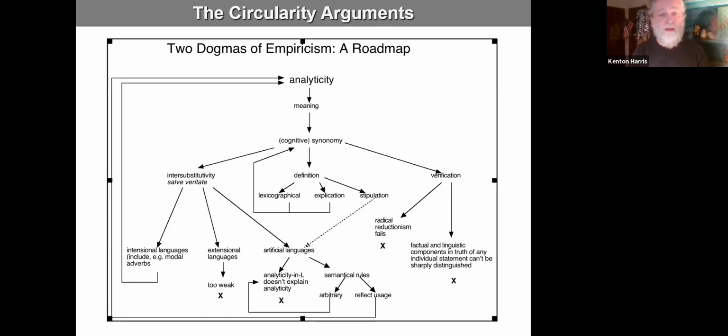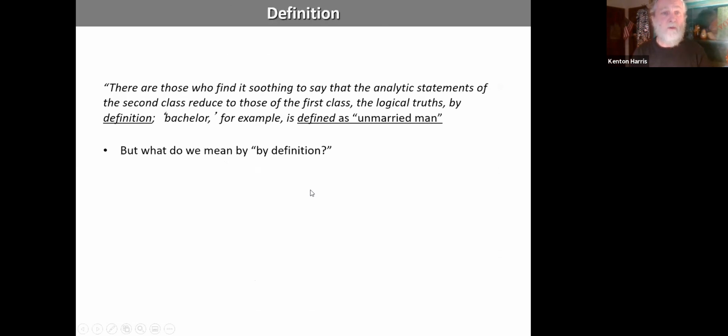All right, so now we're back to, so this was the intersubstitutivity where I can substitute terms. He doesn't think this is going to work, right? So now we're back to synonymy, and maybe we should go in the route of a definition. Quoting Quine, there are those who find it soothing to say that analytic statements of the second class reduce to those of the first class, logical truths, by definition. Bachelor, for example, is defined as unmarried male.